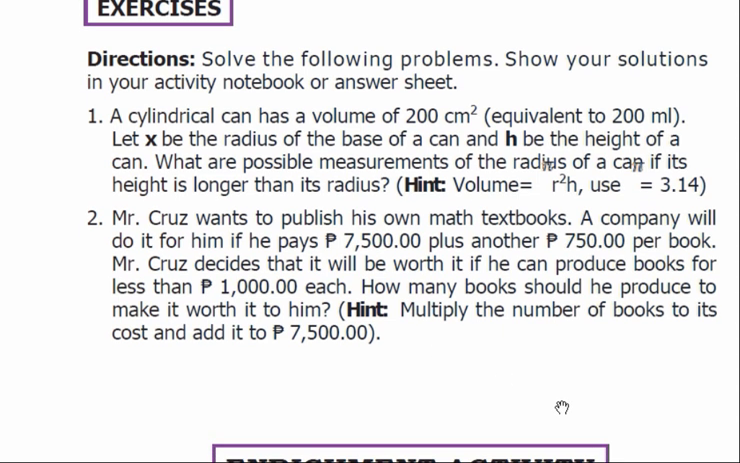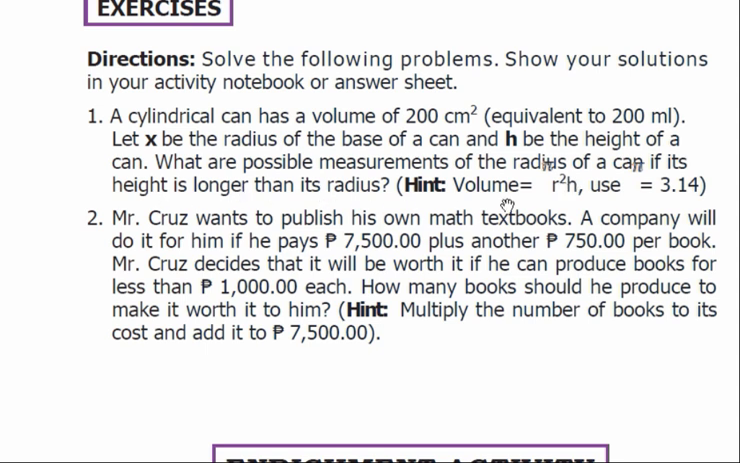Let's get started. For these exercises, directions: solve the following problems and you have to show your solution in your answer sheet or your activity notebook. Number 1, a cylindrical can has a volume of 200 cubic centimeters, equivalent to 200 ml. Then, let x be the radius of the base of a can and h be the height of a can. What are the possible measurements of the radius of a can if its height is longer than its radius?